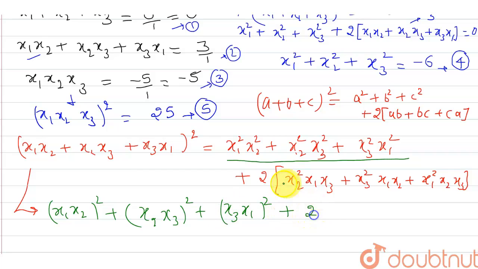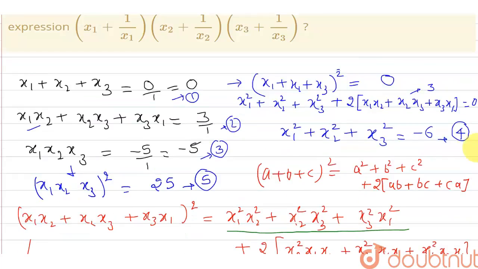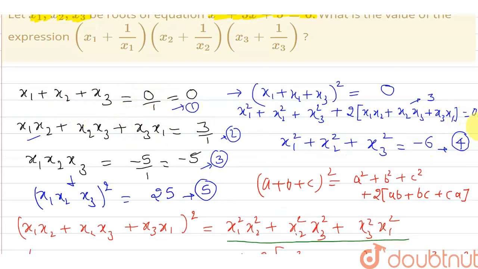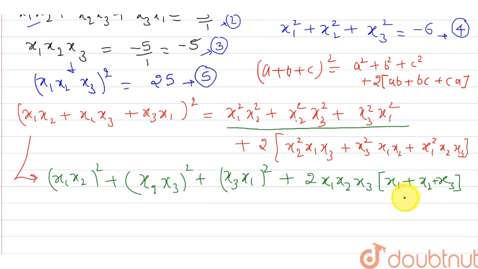plus 2. Here I am taking x1 x2 x3 common in each term, so it will be left with x1 plus x2 plus x3. Now see, from the first equation, this term will be 0. From the first equation, the sum of this is 0.